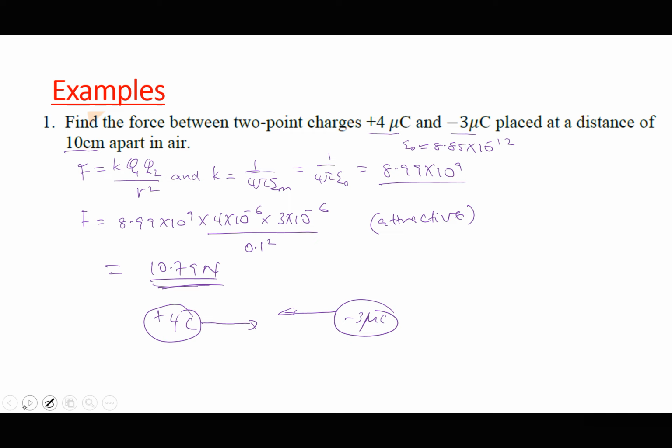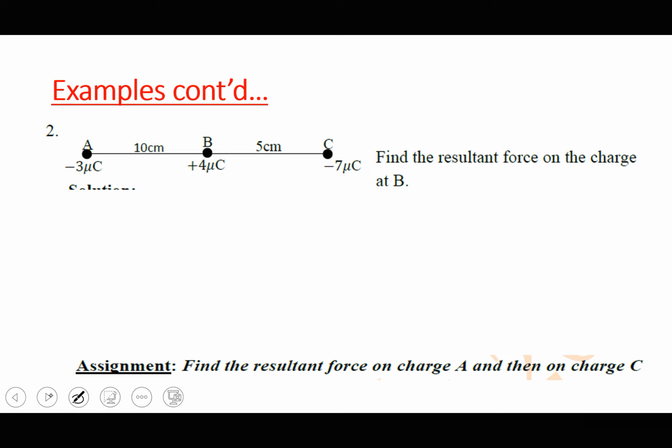Example number 2. We have three charges this time placed on a straight line. Find the resultant force on the charge at B. We want the resultant force on the charge at B.